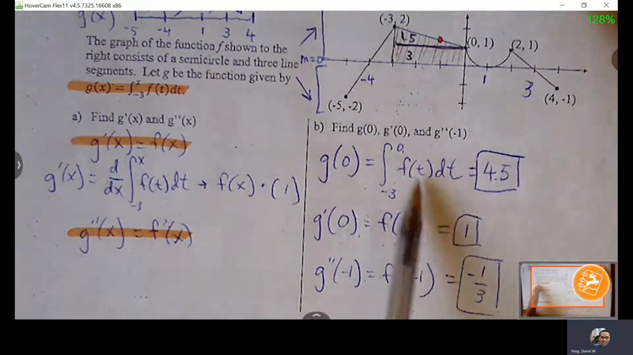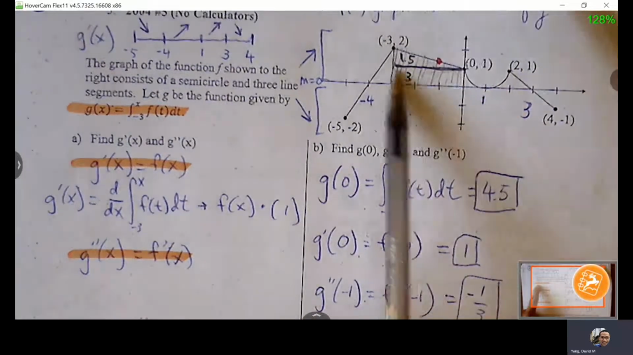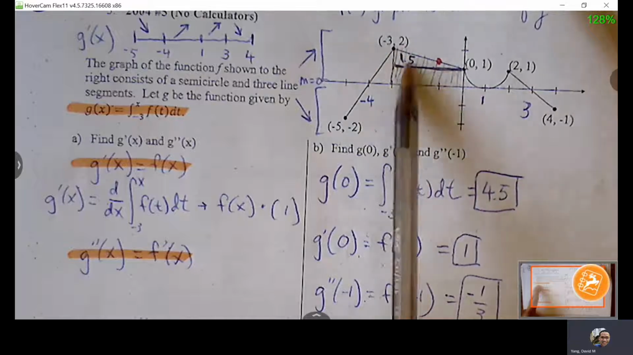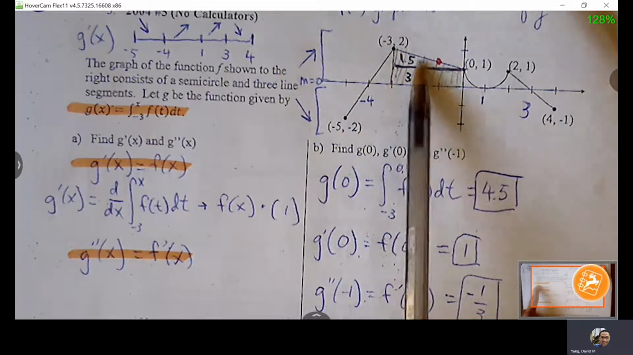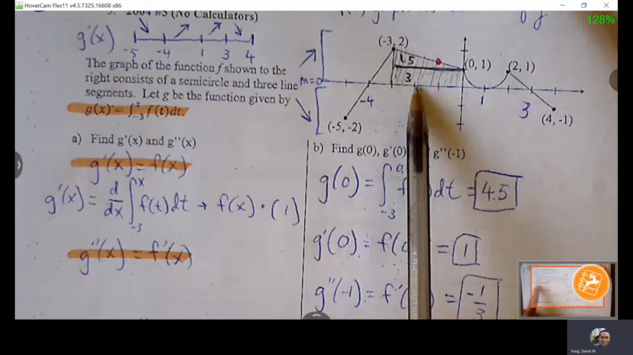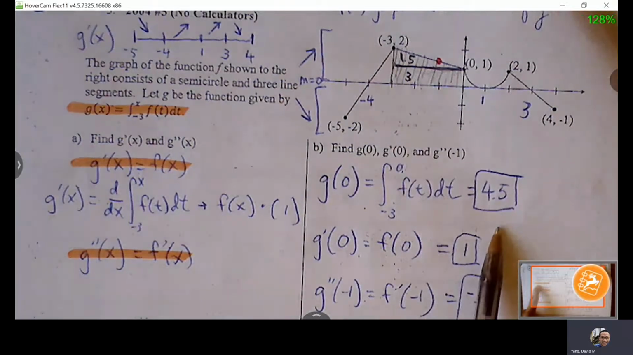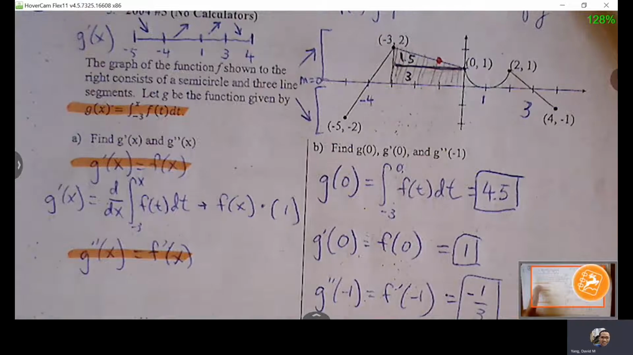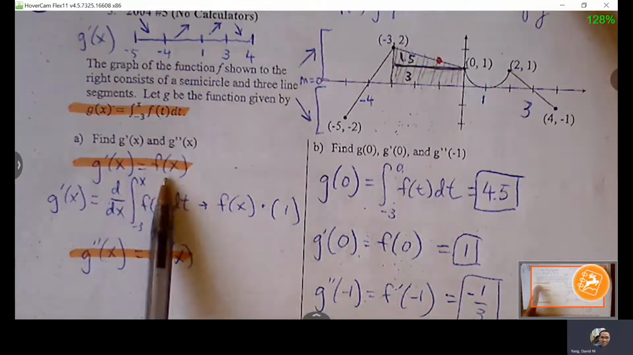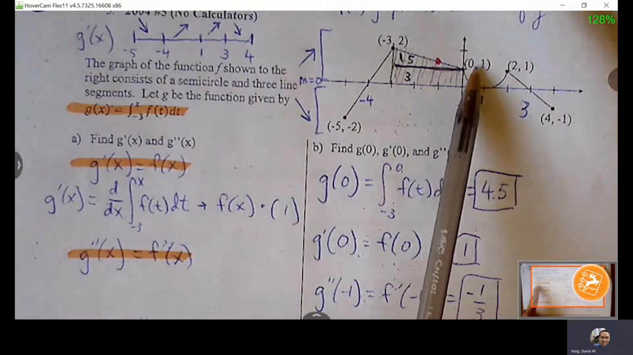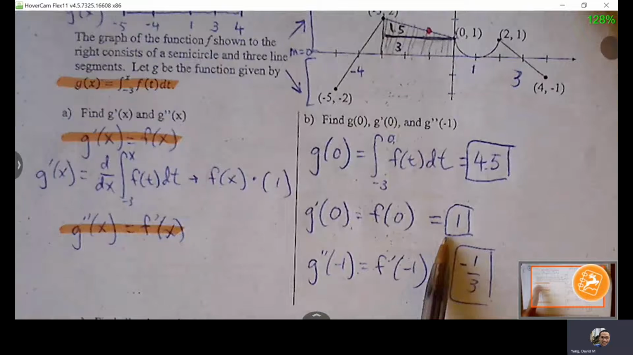So the definite integral from -3 to 0, I look at the graph. The graph just shows me a geometric shape, a trapezoid. I can also think of it as a triangle on top of a rectangle. I can find those areas, add them together, and I get 4.5. Okay. If I want to find g prime of 0, g prime of 0 is f of 0. So f of 0 is a point that sits on the graph. F of 0 is 1. So that's why g prime of 0 equals 1.